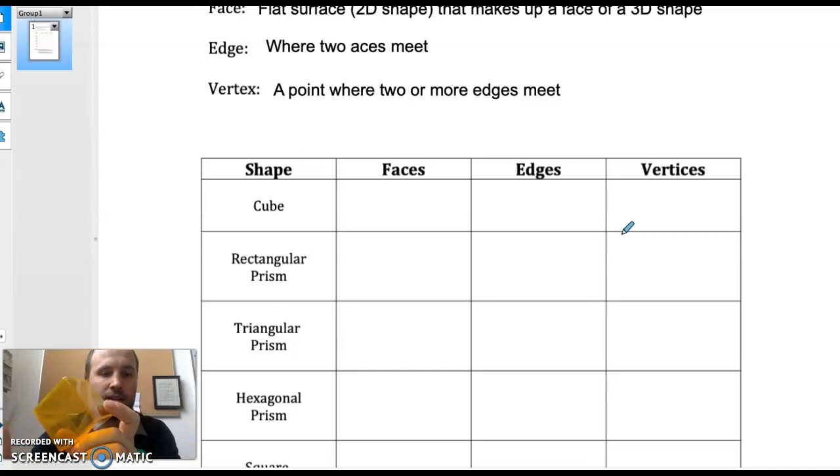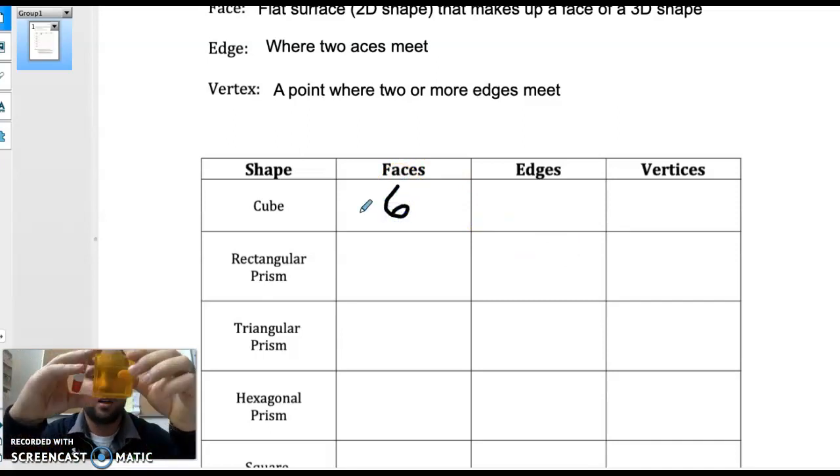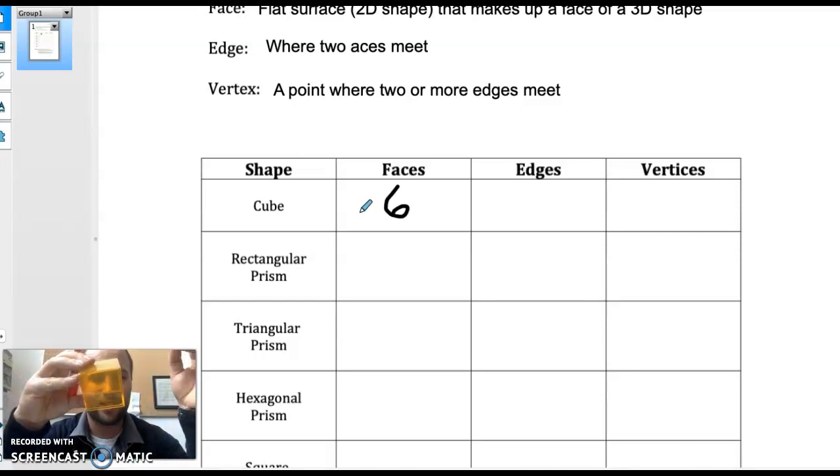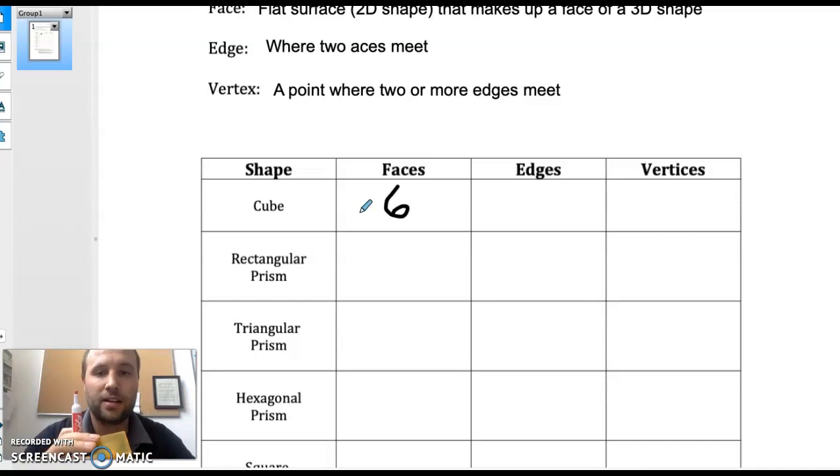So if we're going to talk faces here, I'll show you: 1, 2, 3, 4, 5, 6. There are 6 faces to a cube. You can mess with those and touch those and look at those. I'll leave some on the table that you can mess with, but I don't have enough for everybody. So if you're having a hard time seeing that, there you go.